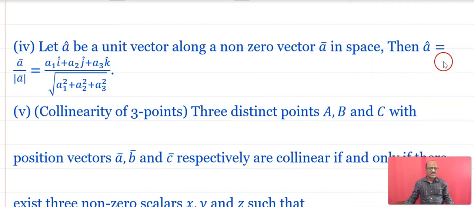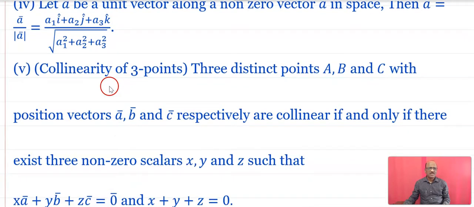Next point: let a cap be a unit vector along a non-zero vector a bar in space. Then a cap is equal to the vector upon its magnitude, that is a1 i cap plus a2 j cap plus a3 k cap upon the square root of a1 square plus a2 square plus a3 square.